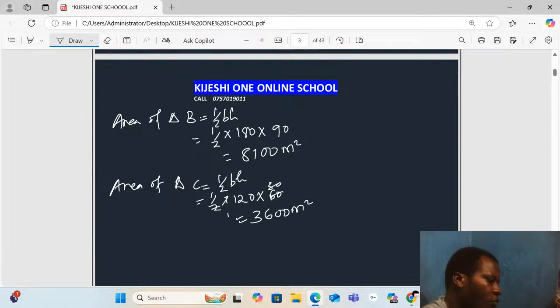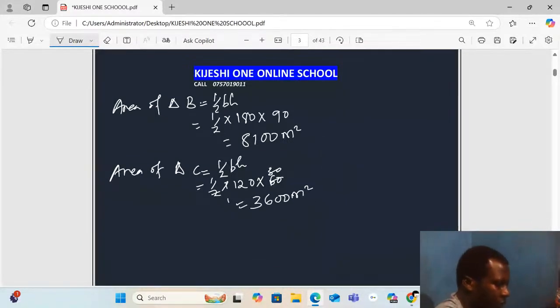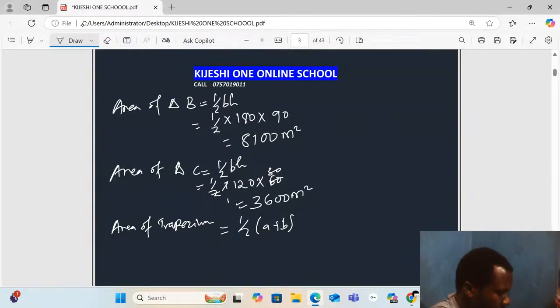Then we now move to the area of the trapezium. The area of a trapezium is given by a half into A plus B, times height.